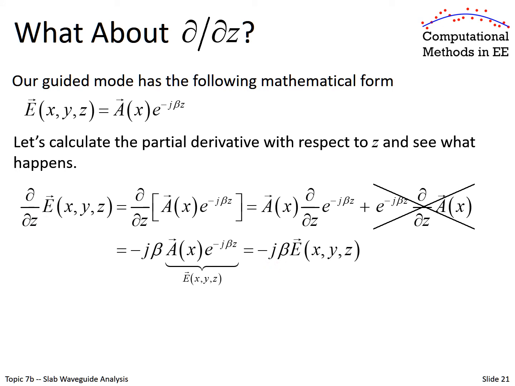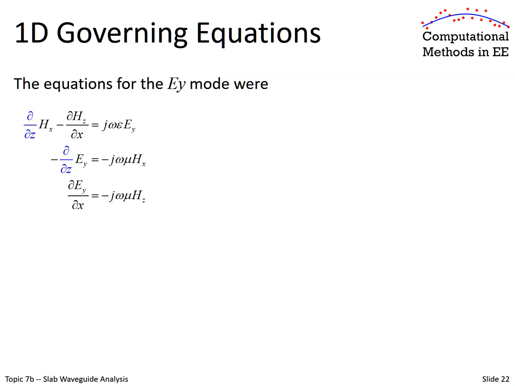So we can come to a rather profound conclusion. We can just replace our partial derivative with respect to z with minus j beta. Remember, beta was the propagation constant. That's the number that tells us how quickly the mode accumulates phase as it propagates. So we will go into Maxwell's equations. We will pull out all the z derivatives and put in minus j beta. So here we are, and I've highlighted the z derivatives here in blue, and we want to replace those with minus j beta.